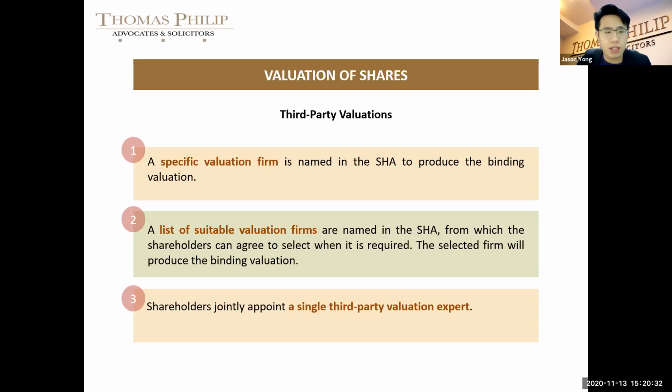The first is that shareholders, at the point of entering into a shareholders agreement, agree on a specific valuation firm. So they appoint one specific valuer, and that specific person will produce the binding valuation. The second method is to say, here's a list of suitable valuation firms, from which shareholders can agree to select the valuer when it is required, and the selected firm will produce the binding valuation.